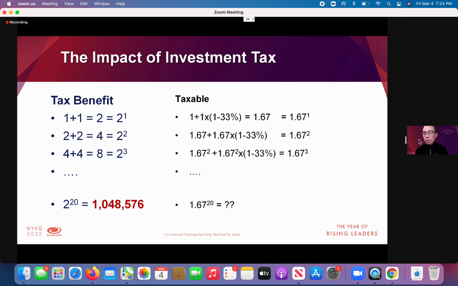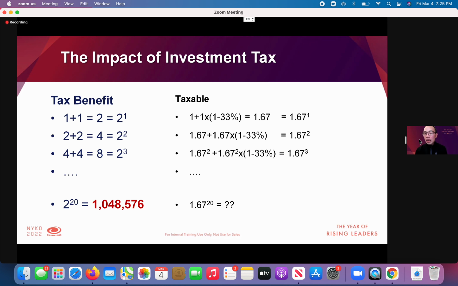And then I will ask Mr. Client, or Mrs. Client: we already know that 2 to the power of 20 is 1 million, but that is untaxed. What if I adjust for 33% tax? How much do you think this number would be? And I'll let them think about it a little bit. Right there, I will stop a little bit.